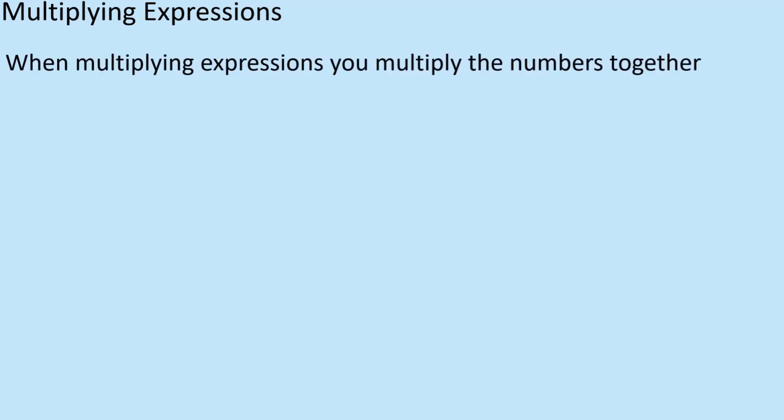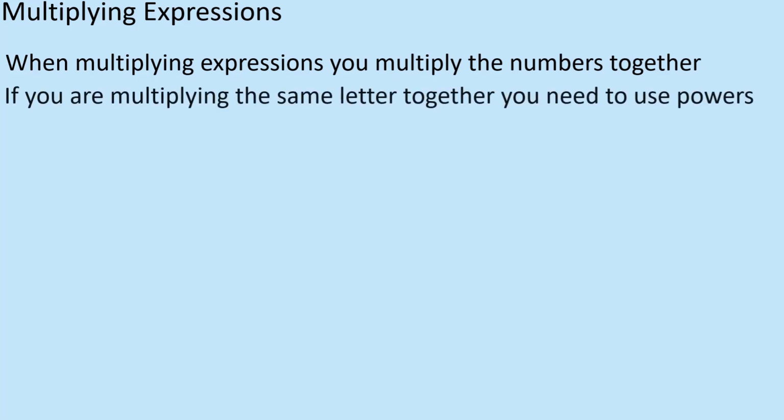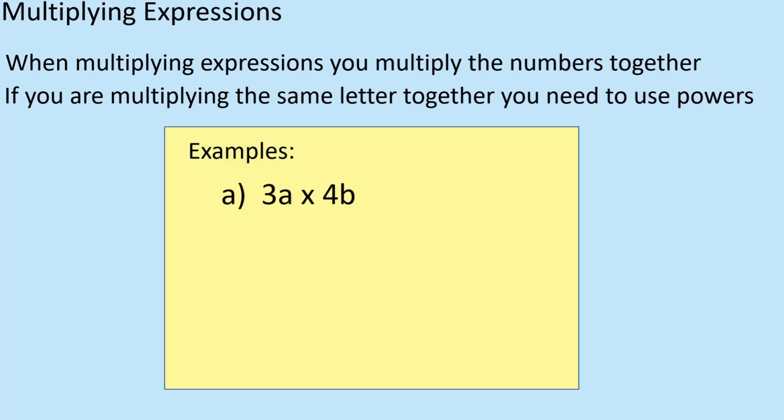So when we're multiplying expressions, you multiply the numbers that we can, and of course we will then try and multiply the power in the same way. All right, so we take numbers and letters all separately. All right, so let's have a look in terms of example.